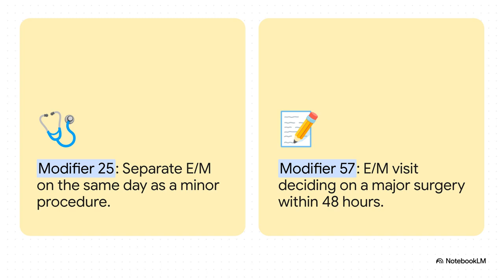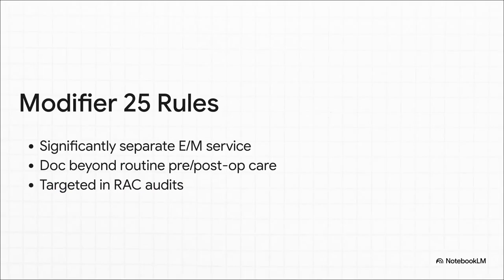Completely different scenarios, right? But let's drill down into modifier 25 for a second, because you really need to be warned about this one. It carries a massive audit risk. It absolutely must be a significantly separately identifiable service. That means you need distinct documentation way beyond just your routine pre- or post-op care. Actually, RAC audits frequently target this exact modifier for unbundling. So your proof of medical necessity needs to be totally bulletproof.